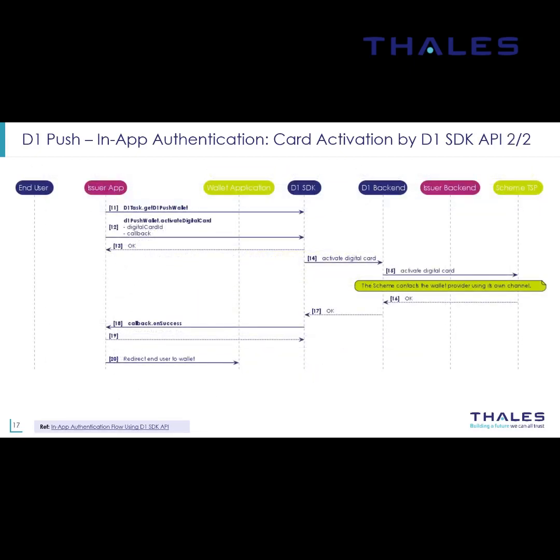Once the issuer app has authenticated the end user, it should request the digital card activation. This is done by calling Activate Digital Card and supplying the digital card ID as a parameter. The SDK then builds and sends the activation request to the D1 backend, which forwards it further to the TSP. The TSP is in charge of activating the card in the wallet itself. Success or failure result is communicated back to the issuer app by means of the SDK's callback API. The issuer app is recommended to redirect the user back to the wallet app at the end of the flow.